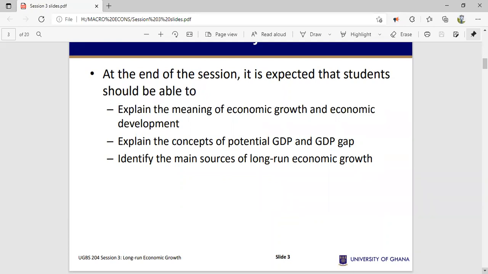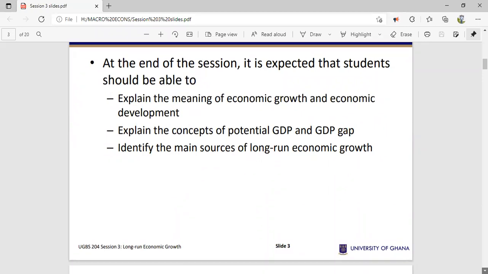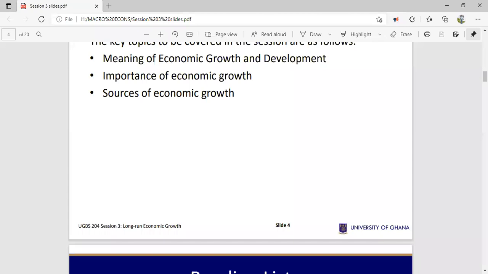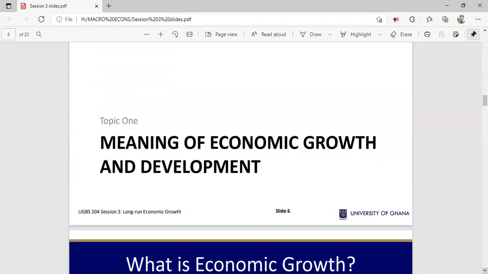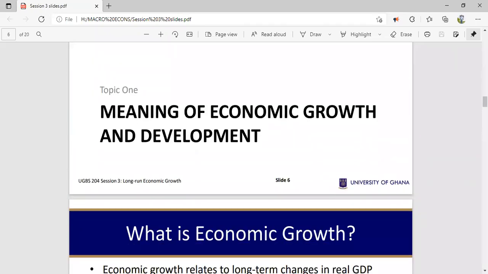Identify main sources of long-run economic growth. All right, so let's set the ball rolling. So I think I spoke about the meaning of economic growth and development, importance of economic growth and sources. That's basically what we are going to focus on today. Now, before I even tell you what economic growth is, what can we say about economic growth?